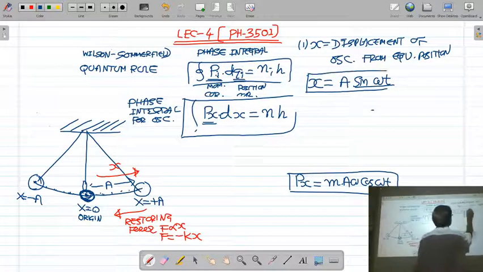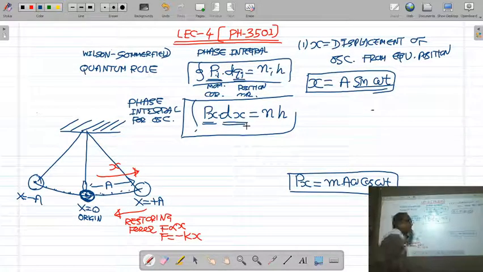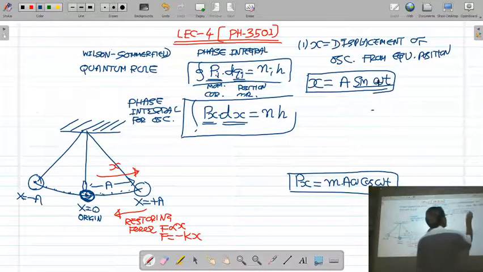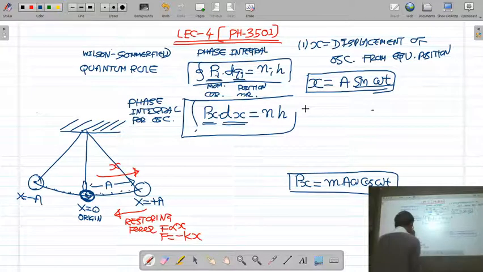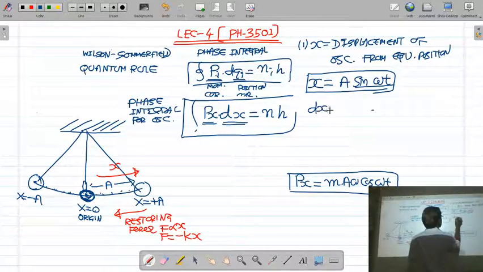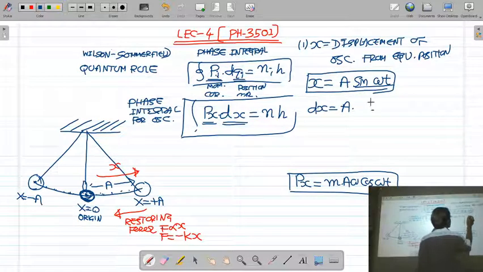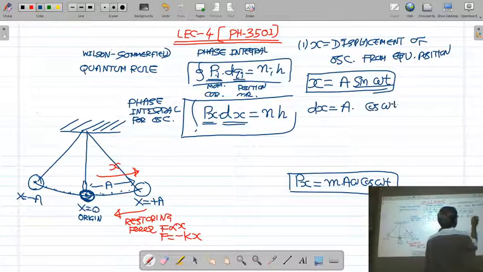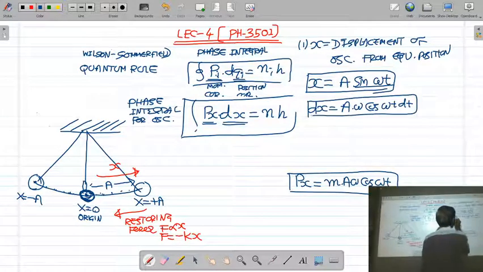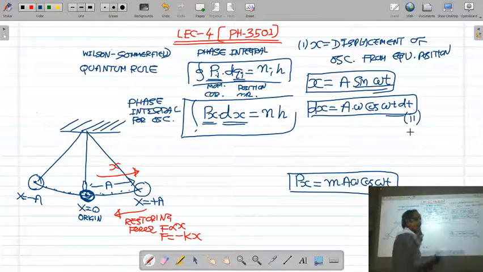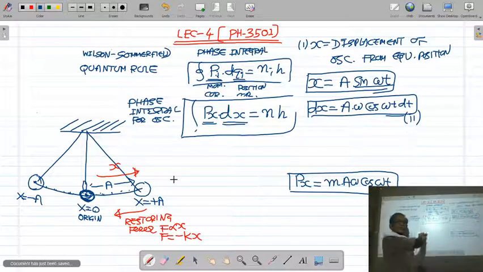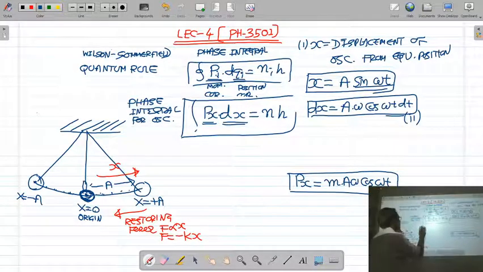You are also supposed to put the value of dx. Now what is dx? x is the displacement of the oscillator, that is given by A sin omega t. So if you differentiate on both sides, you will get dx is equal to A, which is constant, derivative of sin omega t will be cos omega t into omega, and derivative of t will be dt. So equation 1 gives the value of Px, equation 2 gives the value of dx. We will substitute these two values into the phase integral.